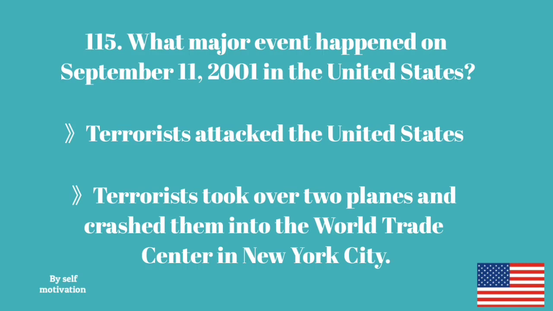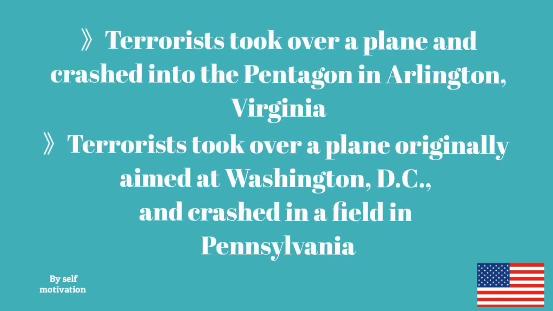What major event happened on September 11th, 2001 in the United States? Terrorists attacked the United States. Terrorists took over 2 planes and crashed them into the World Trade Center in New York City. Terrorists took over a plane and crashed into the Pentagon in Arlington, Virginia. Terrorists took over a plane originally aimed at Washington, D.C., and crashed in a field in Pennsylvania.